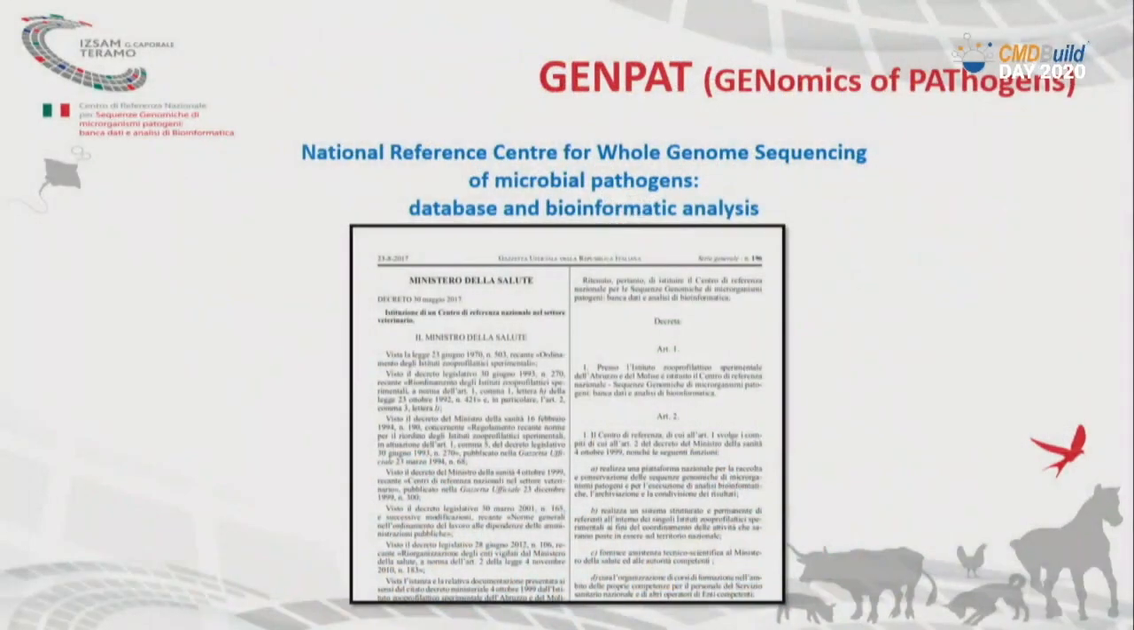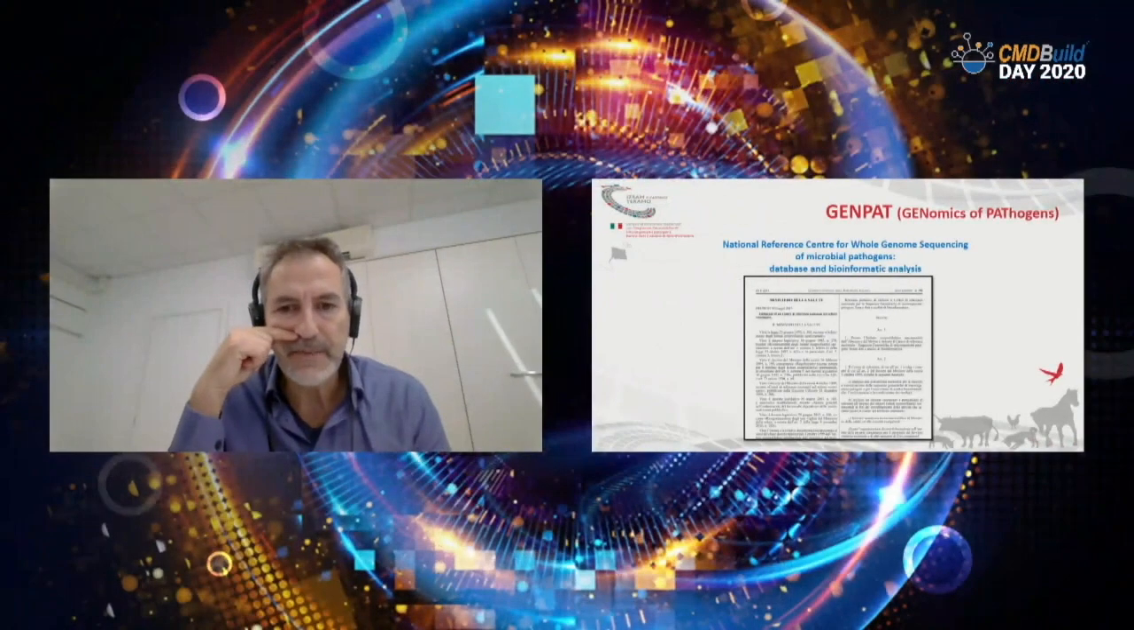Okay, so we arrived at things that are well known all over the world. In 2017, we formalized the need to have a National Reference Center for WGS, whole genome sequencing of microbial pathogens, in Italy, and we were nominated by the Italian Minister of Health in 2017. In my idea, it was immediately thought to use a system like CMDBuild for the database and the analysis storage. Next slide, please.